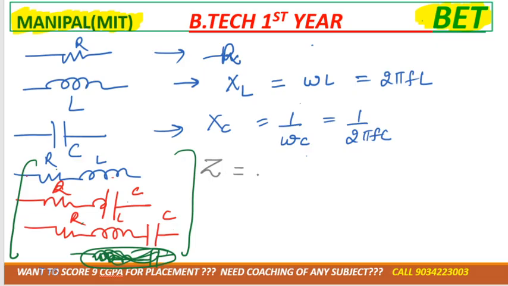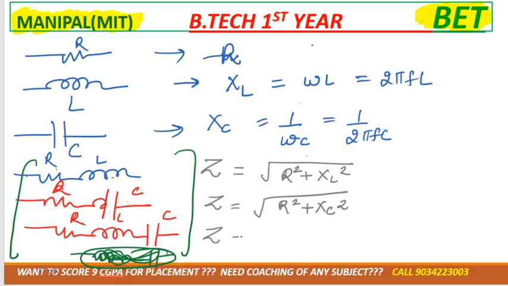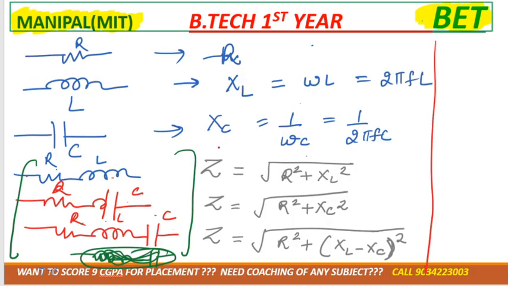Okay, so the Z formula is, if there is RL, Z is root of R square plus XL square. But if it's RC, then Z is root of R square plus XC square. But if there is a combination of RLC, then the complete formula is root of R square, then XL and XC both will be included, so it would be XL minus XC whole square. Okay? So these are the basic formulas which you are going to use in the numericals.